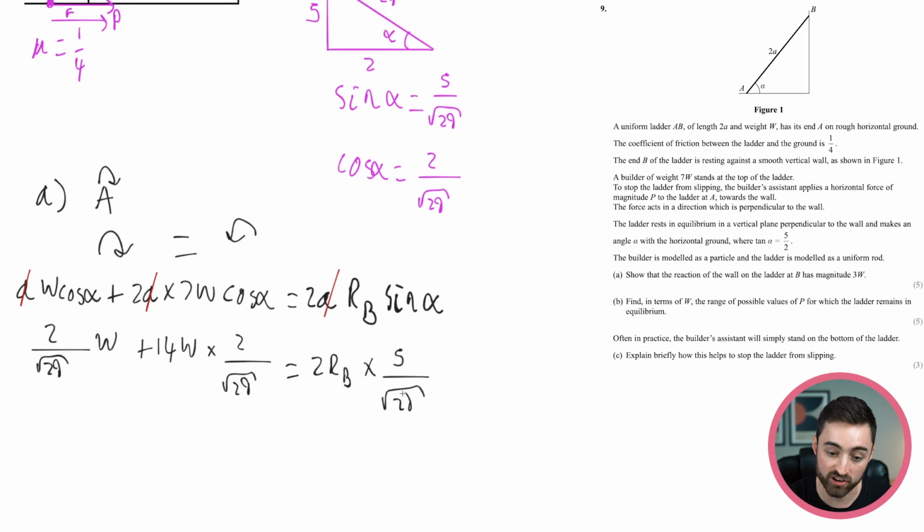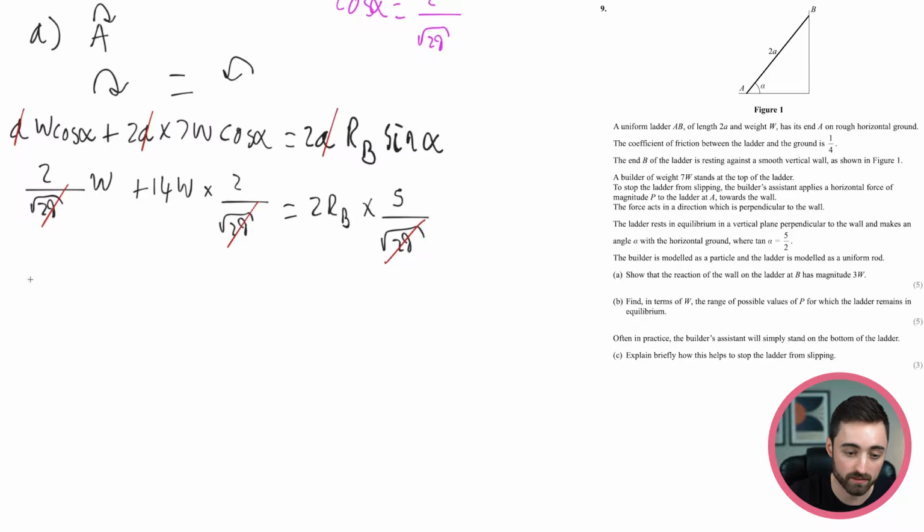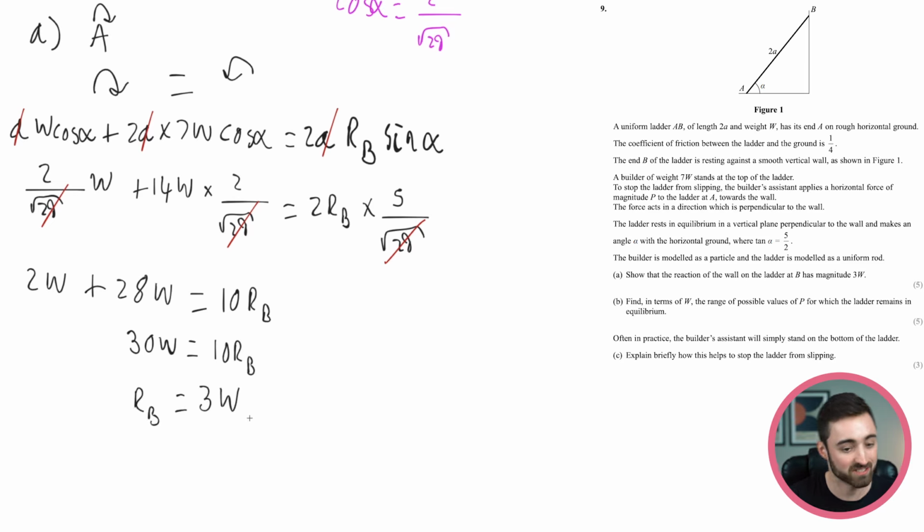The root 29s are a bit grim, but I can cancel them all because every term is divided by root 29. So I've multiplied the whole equation by root 29. They'd go, leaving me with 2W plus 14W times 2, which is 28W, is equal to 2 times 5, which is 10 lots of RB. Cool. So 10RB is going to be what? 30W. Dividing both sides by 10 is going to get me RB equals 3W. Okay, nice. At least we got one part.